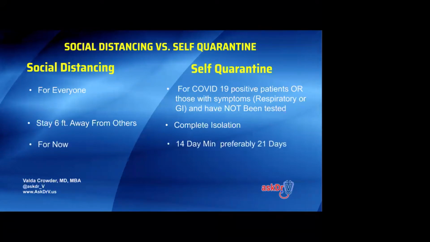Social distancing is what we're doing for now. Self-quarantining you do for 14 days minimum. If you have a COVID test and it comes back negative, then you can actually go back to social distancing. What is important is if you have COVID-19 and you have symptoms, if the symptoms go away, you still have to do the 14 days. Just because the symptoms have gone away, you can still infect other people.